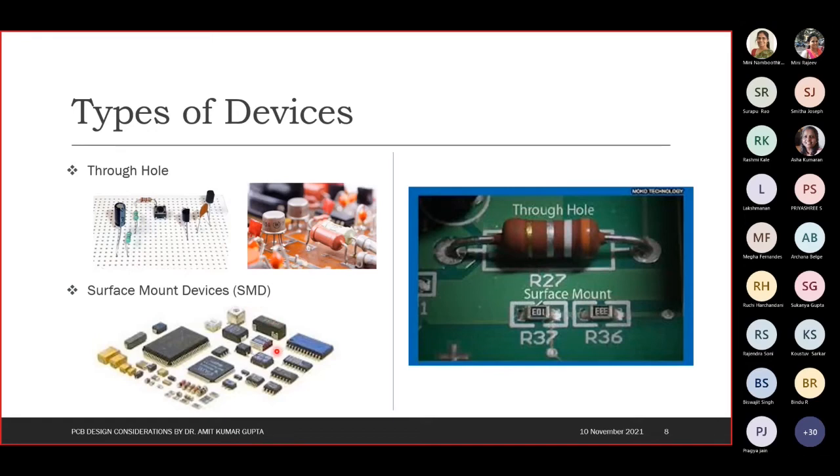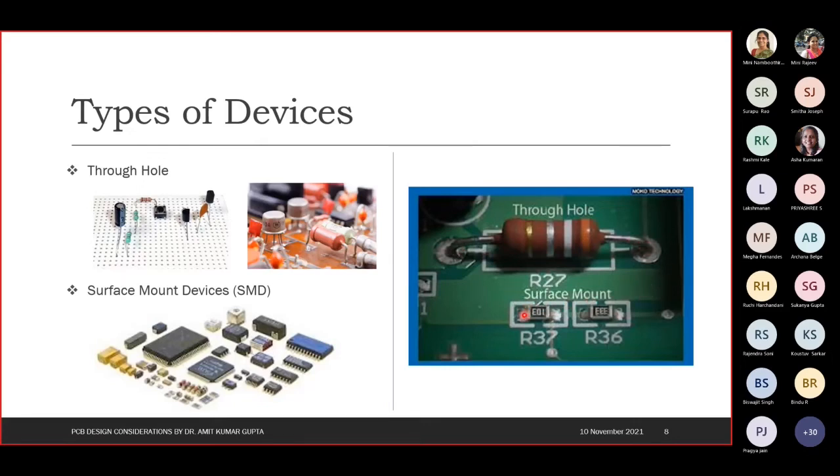They don't have any kind of such leads, which don't need any kind of drilling. They are mounted on the surface itself. Such type of devices are called surface mount devices. Here you can see the difference in short. Through hole requires two drills on the PCB. These leads go inside the drill and then they are soldered.